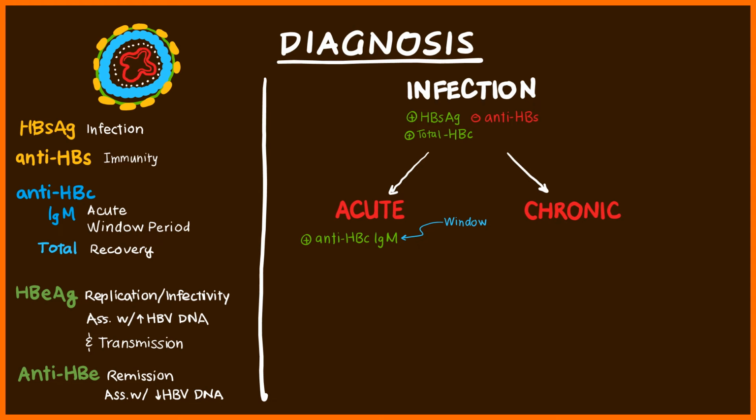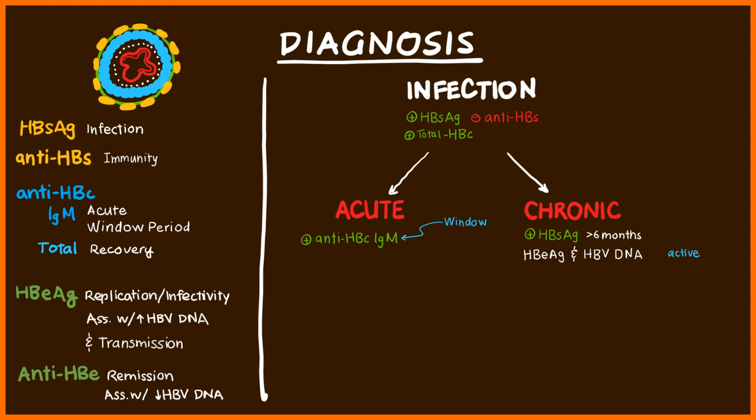Now, for the chronic patients, the surface antigen is typically positive for more than 6 months. So that's the definition of chronic hepatitis B. And during this time, the envelope antigen and the HBV DNA, which is the viral load, tend to become more important because they help you determine whether the virus is active versus inactive or dormant. And that helps guide a lot of decisions for treatment, as we'll discuss later.